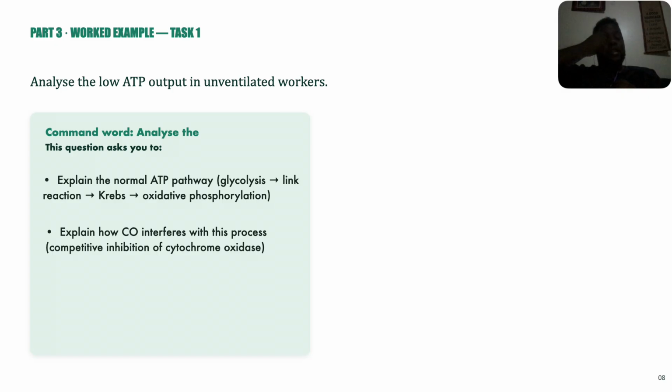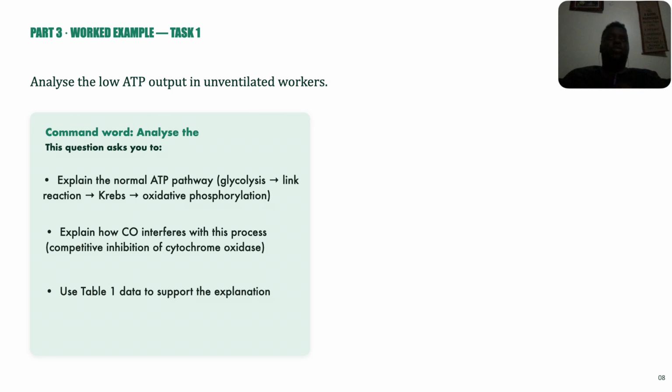Where does it interfere with this process? If you don't know, you cannot write a good answer. That's why we said earlier that you must know some of these processes. That is, where does carbon monoxide affect? It competitively inhibits cytochrome oxidase from binding with oxygen. And then you must use the data in the table to support your explanation.